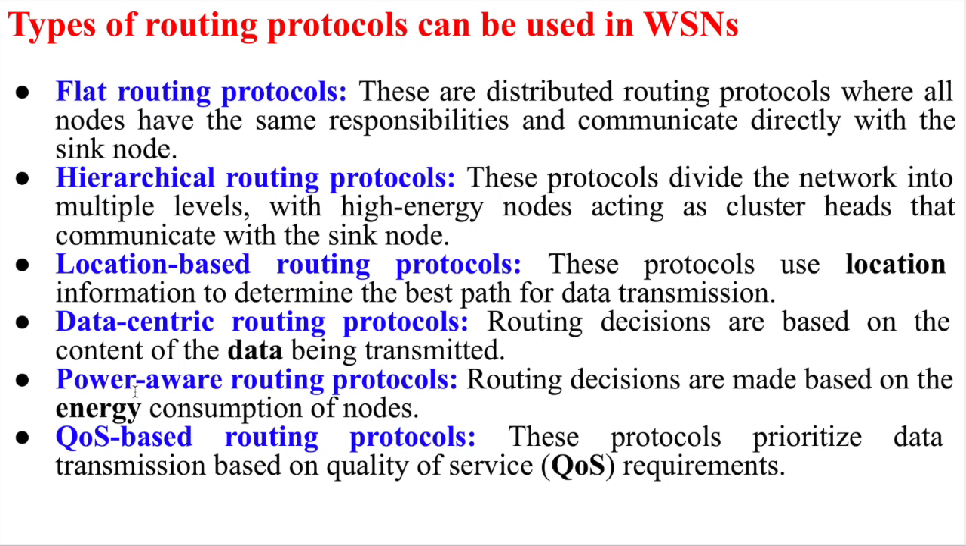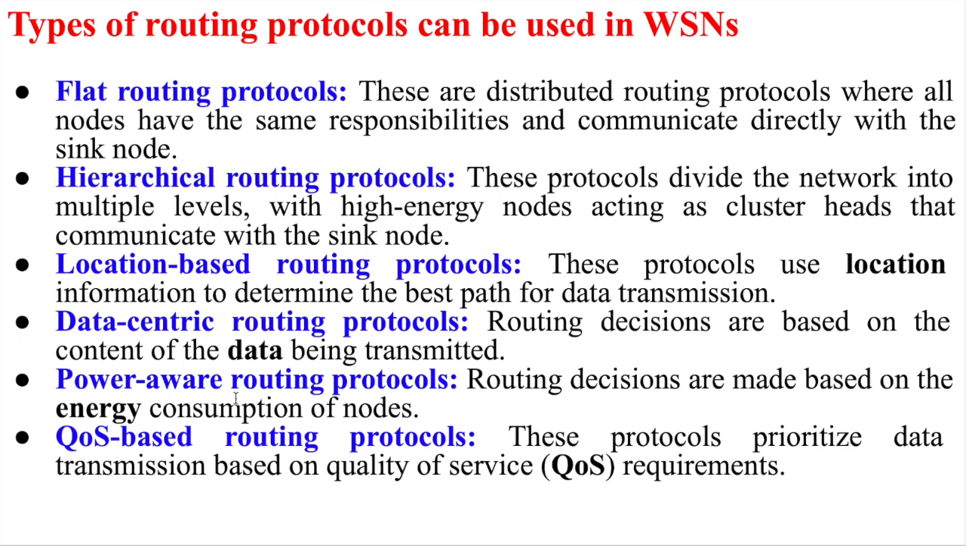That means if you want to reduce the energy consumption, you need to focus only on power-aware routing algorithms. That means you select the path that has sufficient energy and consumes less energy, like this one. In that case, we are not worried about hierarchy, whether the hierarchy is maintained or not, or whether location is there or not. We worry only about the energy consumption.